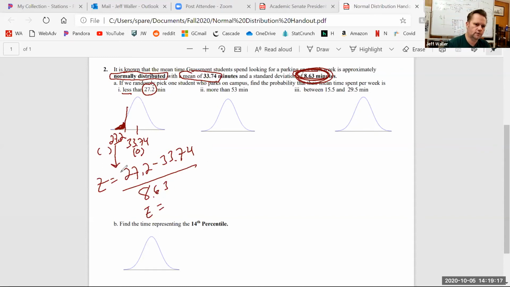All right. So go ahead. What do you guys get for this? This is where you got to really be careful. Say again? Negative 0.76. Negative 0.76. It sounds plausible.